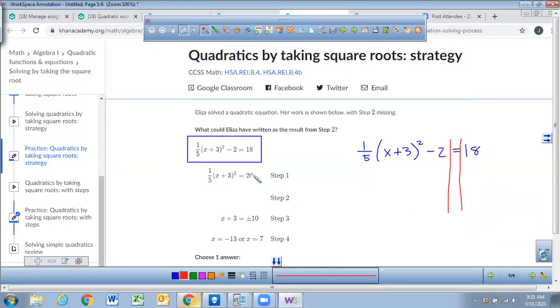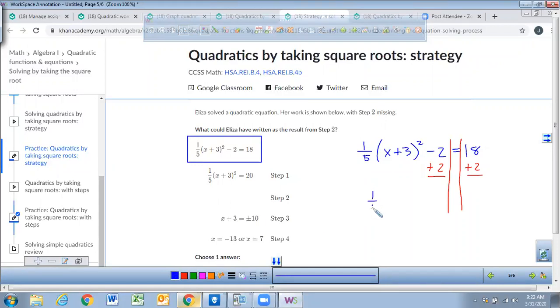She got to a 20. What would she have to do to both sides to get this side equal to 20? Add 2. Yeah, we're going to add 2 here. So she did that correctly.